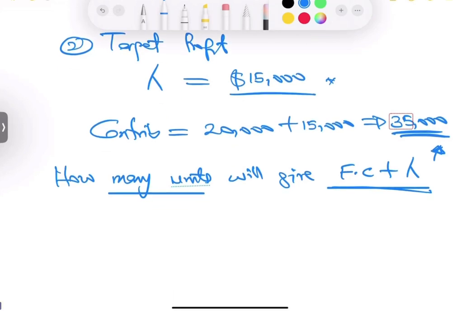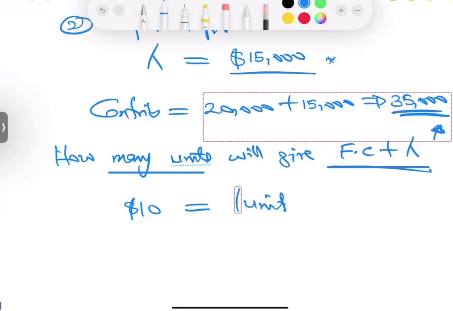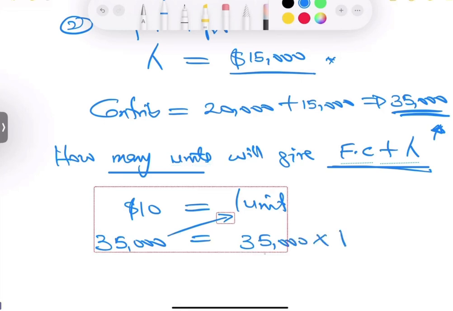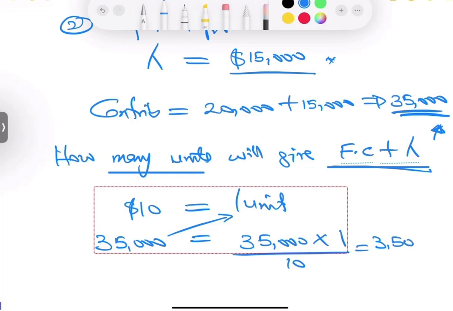So we're saying that contribution per unit, which is the same thing as fixed cost per unit, is giving us 1 unit. But this time around, we are looking for not just this fixed cost, but fixed cost plus target profit, and that is 35,000. And the same thing that you've been doing, you cross multiply 35,000, multiply by 1, then divided by 10. And that is 3,500 units.